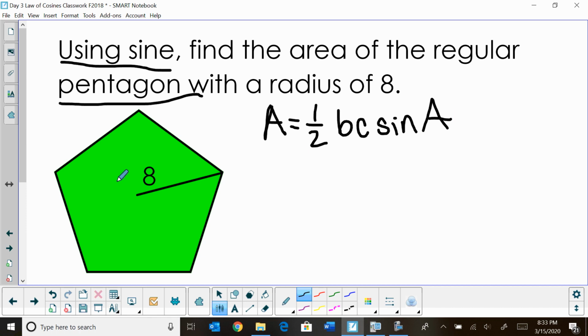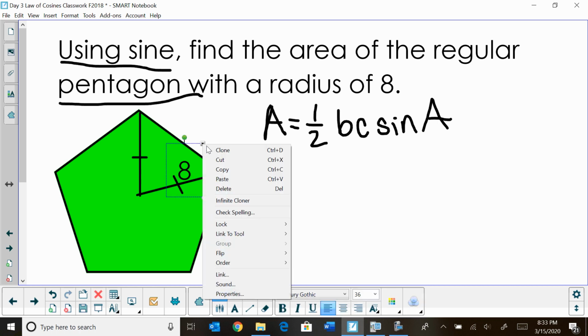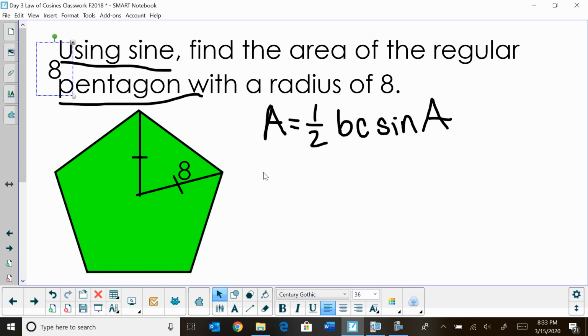Okay, so if we have a pentagon and we know that the radius is 8, the radius is from the center to the vertex, I can draw a second radius. And what do I know its length is? Well, I know its length is also 8. So these are equal. So basically, I have an isosceles triangle right here with two equal sides. Now, I know the radius is 8, but what is the central angle? Because I can say, I'm going to go ahead and duplicate this so you can see it, and copy and paste. Okay, I know both of these sides are 8.